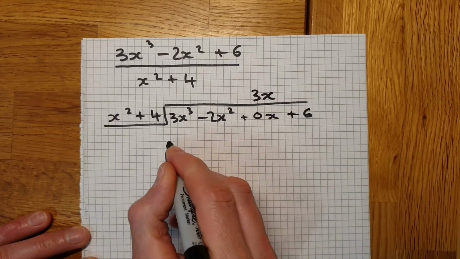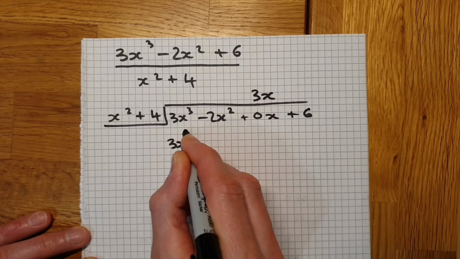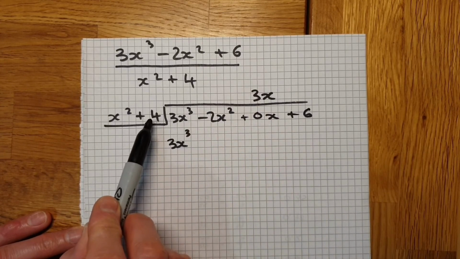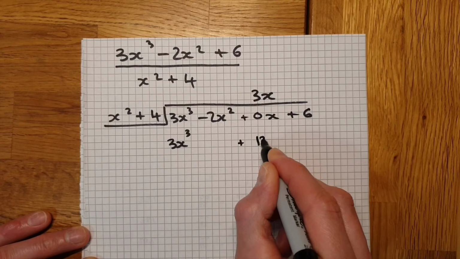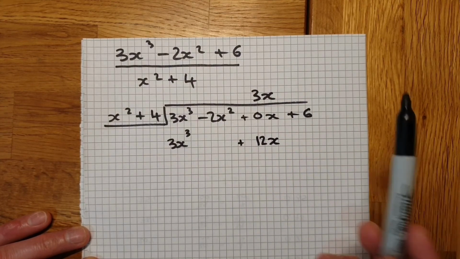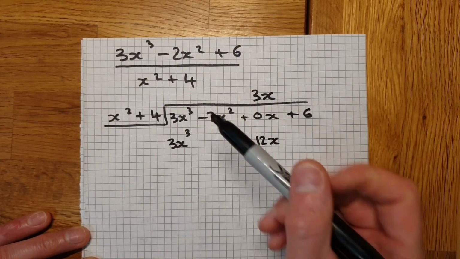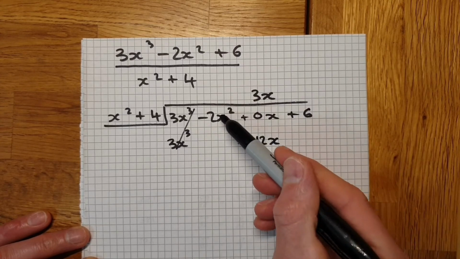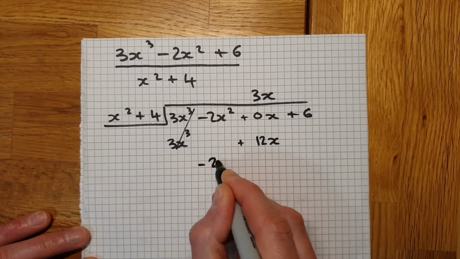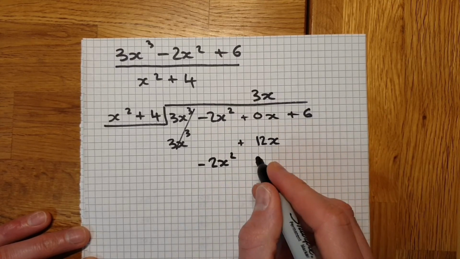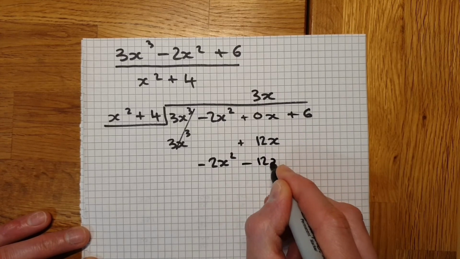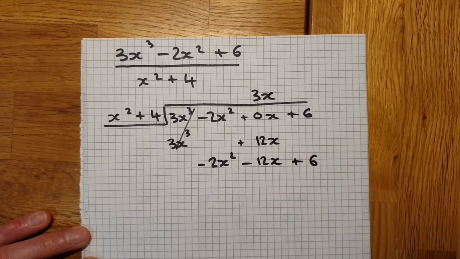We then do the multiplication. So it's going to be 3x cubed. Now 3x times 4 is 12x. So we're going to put that under the x's there. We can subtract these from this. That cancels out. So negative 2x squared take away nothing is just negative 2x squared. 0x take away 12x is negative 12x, and then 6 take away 0 is just 6.